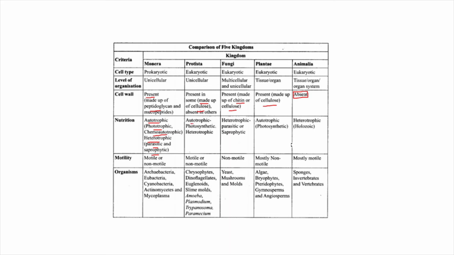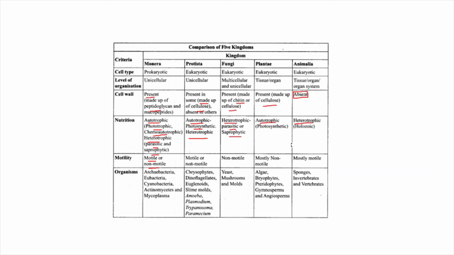In case of Protista, we have mostly autotrophic organisms which are photosynthetic as well as heterotrophic organisms. So here we do not have any chemoautotrophic organisms within it. In case of fungi, we have heterotrophic organisms mostly, and here they are of two types, parasites and saprophytes. In case of plants, we have all autotrophic organisms within it, and in case of animals, we have all heterotrophic organisms within it. So in case of motility, kingdom Monera has either motile or non-motile organisms within it.